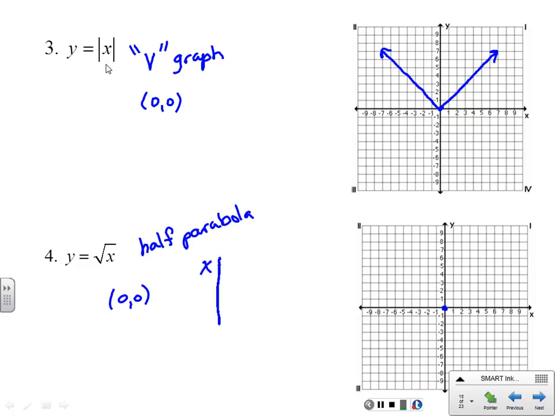If I plug in 1, what am I going to get out? What's the square root of 1? It's going to be 1. Let's find numbers that we can take the square root of easily, okay? What about 4? We're going to do 2. What about 9? So you see that parabola forming?